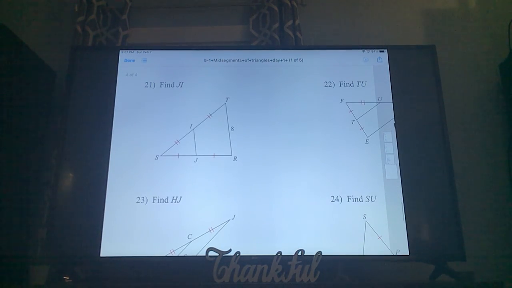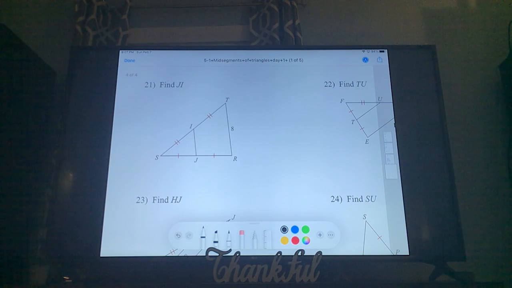Okay, JI. JI is right here. What else do we know that's parallel? We've got TR. Are we going down or up? Is it going to be bigger or smaller? It's going to be smaller, so you essentially need to divide by 2. What's half of 8? That's 4. JI is 4.